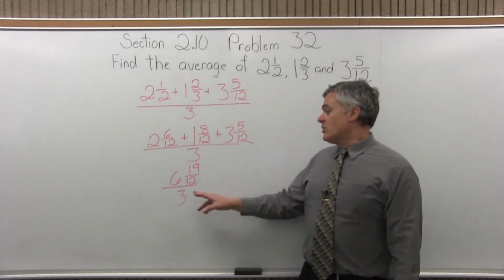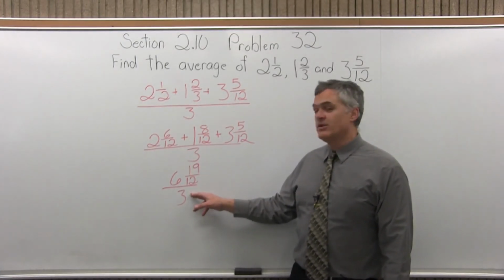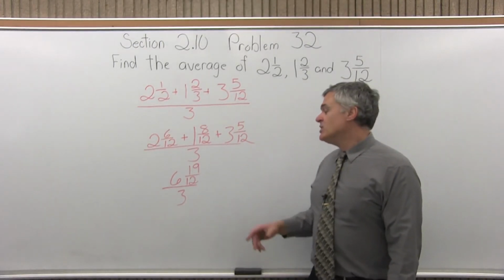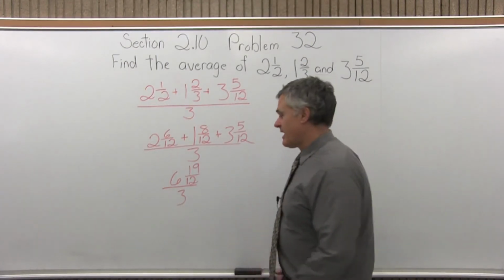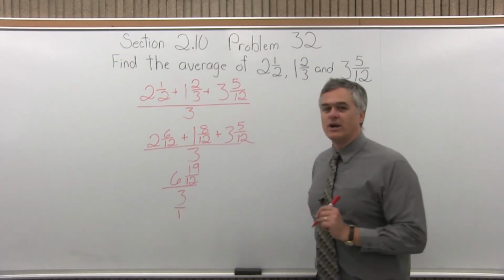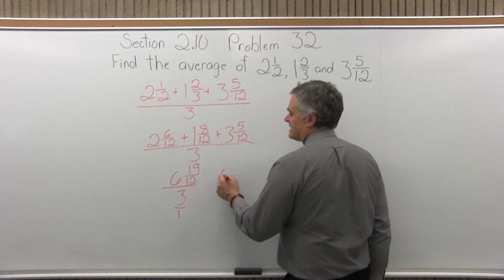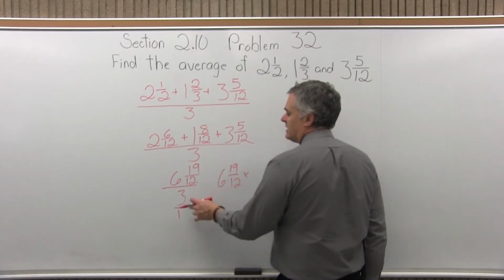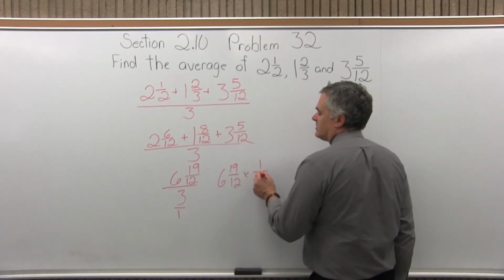So now, when you have a fraction and you divide, what you have to do is invert the fraction on the bottom and multiply. So the 3 isn't something that's inverted easily. It doesn't have a numerator and denominator the way it's written. So let me write it as 3 over 1. So now what I'll have is 6 and 19/12 times, to invert 3 over 1, it's written as 1 over 3.